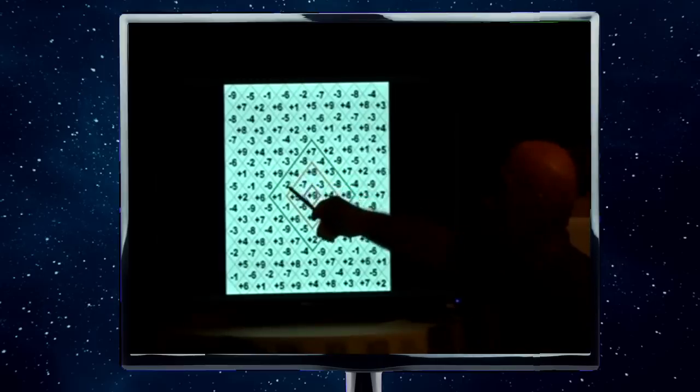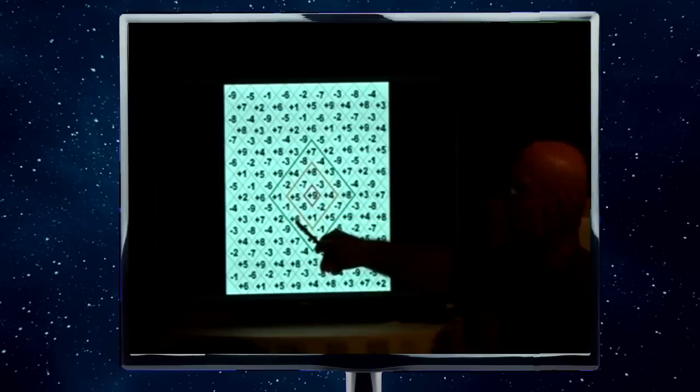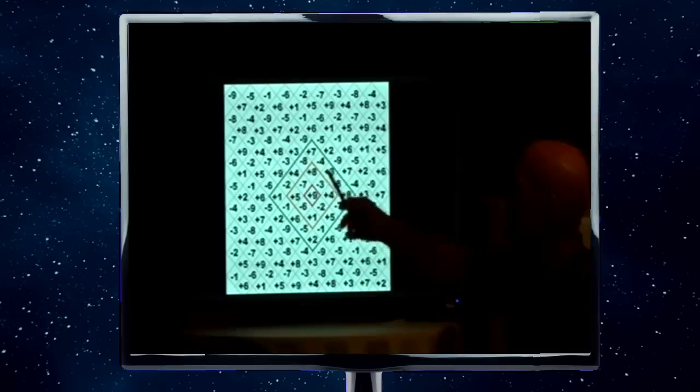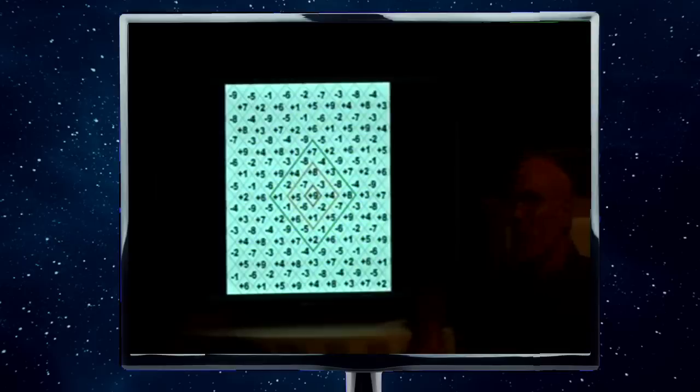8 and 4 is 12 is 3. 3 plus 2 equals 5. 5 plus 1 is 6. 6 plus 1 is 7. 7 plus 6 equals 13 equals 4. 5 plus 4 is 9. 9 plus 2 equals 11 equals 2. 2 and 1 is 3. 5 and 3 is 8. 8 and 7 is 15 equals 6. 8 and 6, 5. 8 and 5, 4. 4 and 3, 7. 7 and 4, 11, 2. 7 and 2, 9. Plus 9 is 27 equals 9.